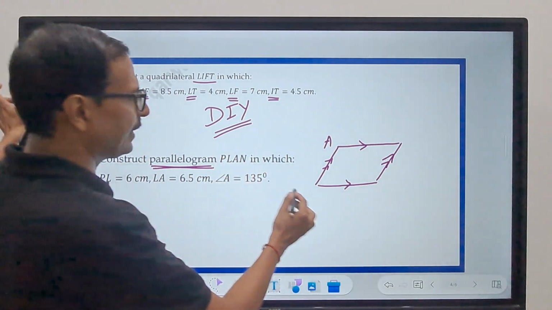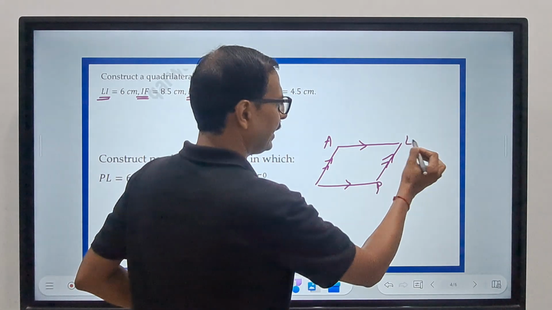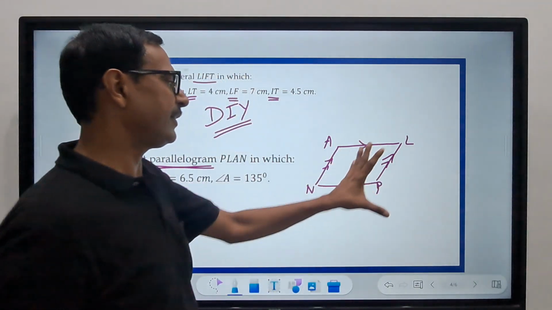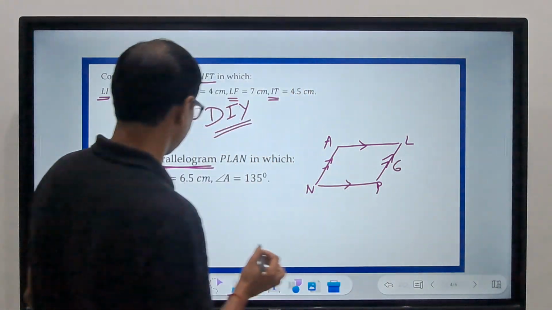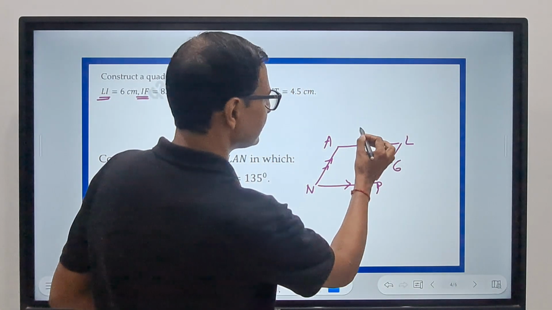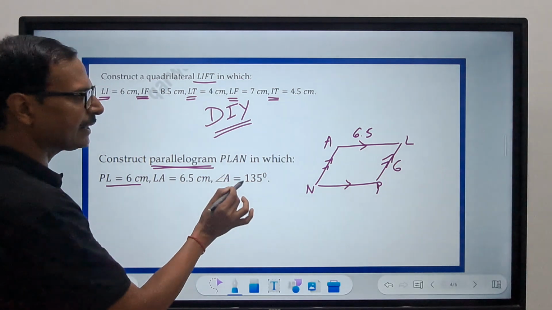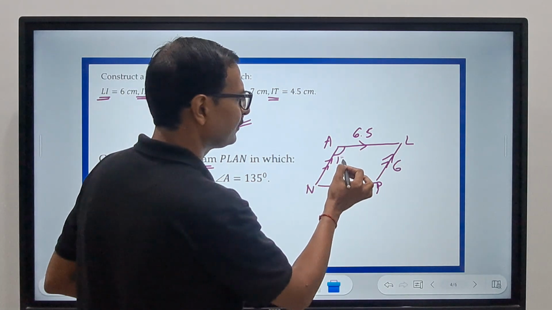It is PLAN, right? So PLAN. This is the rough figure, okay? So PL is 6. I'll mark it here. This is 6. LA is 6.5. This is 6.5. And angle A is 135.